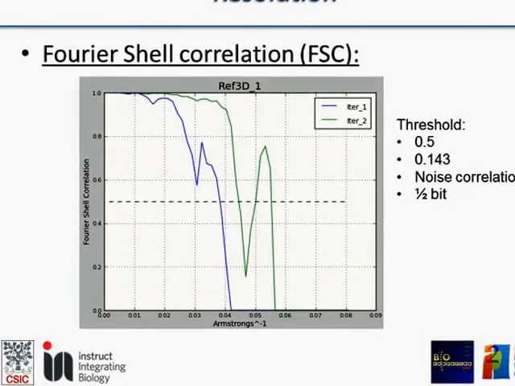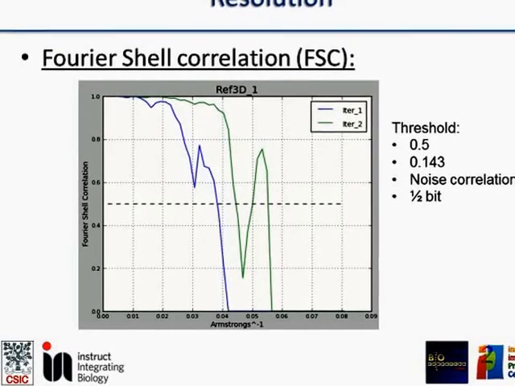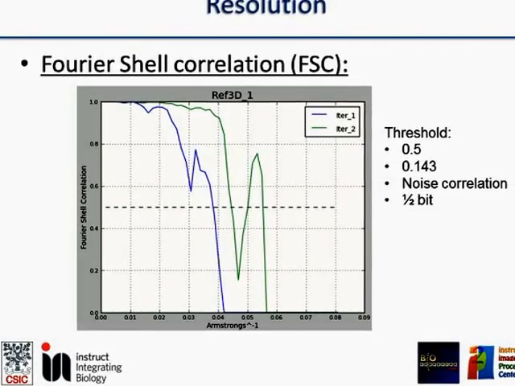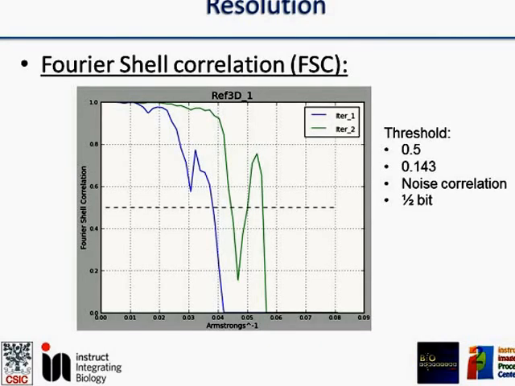And there is a long debate of what should be the threshold for the Fourier reconstruction. There are a lot of families again. People saying 0.5, 0.143. There is a threshold with a correlation. What is the expected Fourier correlation of noise, and the half bit of Marin-Van Heel.